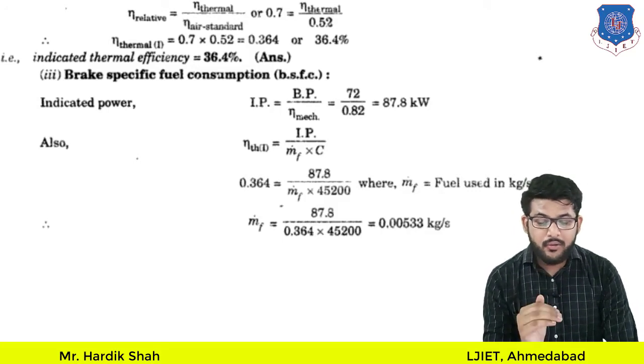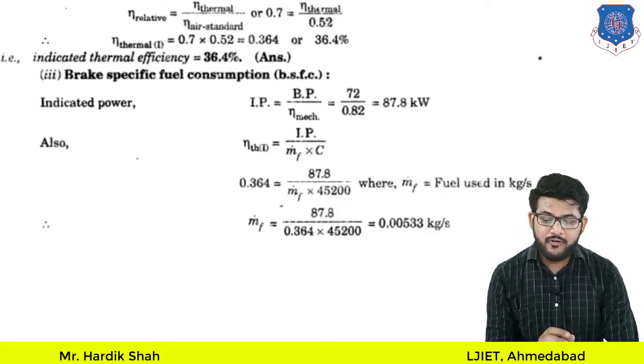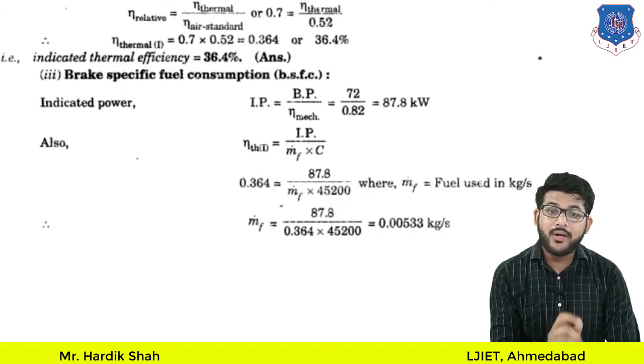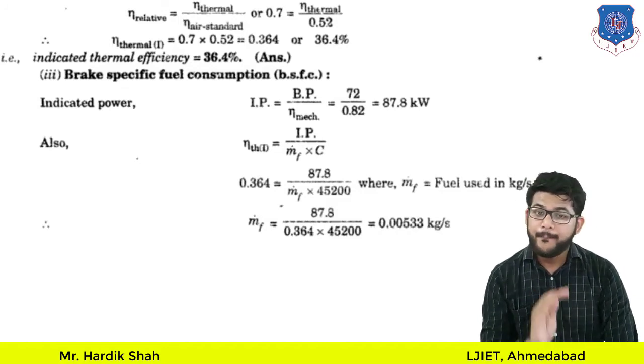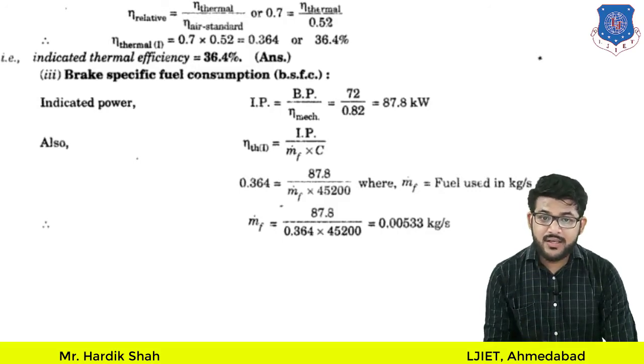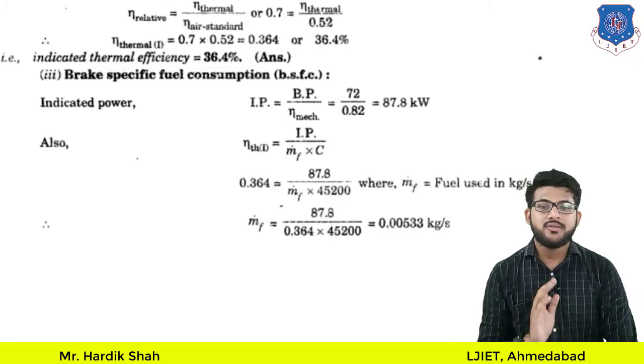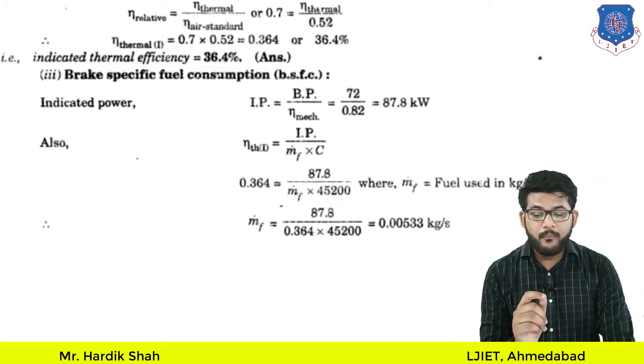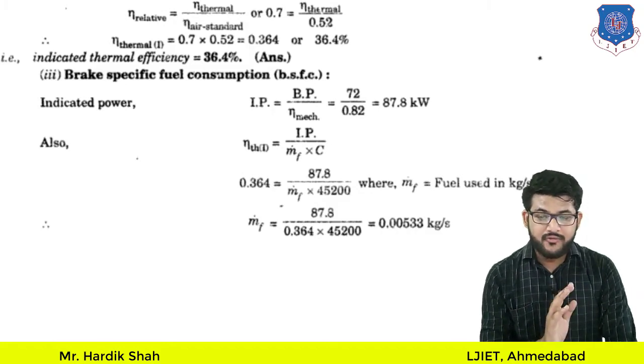Okay, so here you can find simply that MF value is equal to 0.00533 kilogram per second. Now what is the meaning of that? Per second we are using this amount of fuel to generate brake power. Okay, so that is the first case that we have found, that is MF, that is called just fuel consumption. MF, that is mass of fuel.